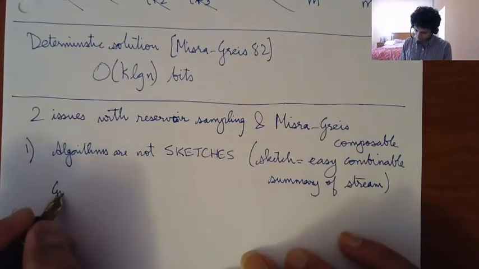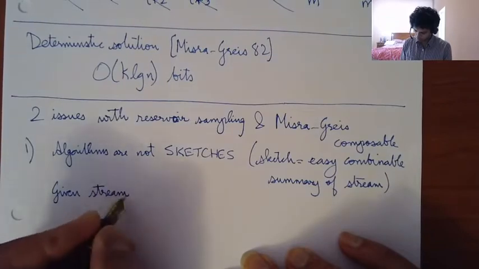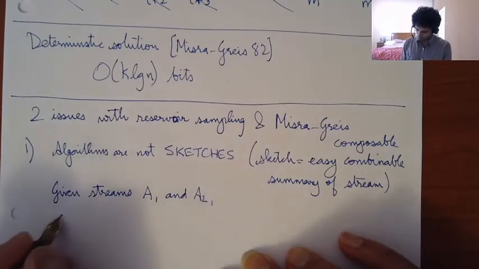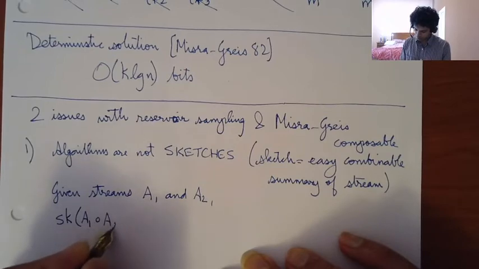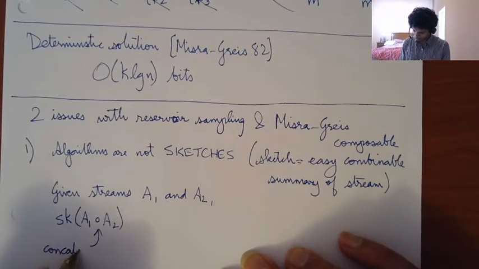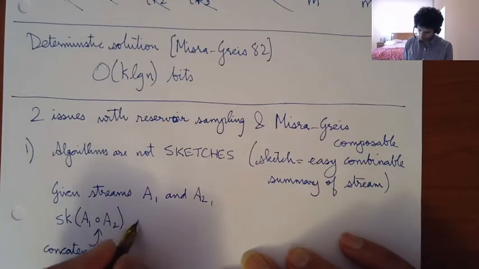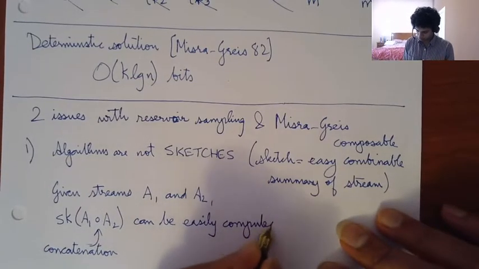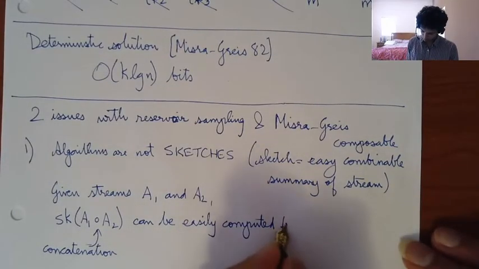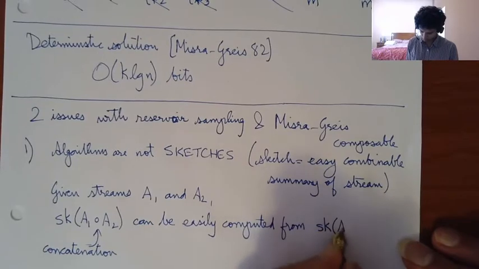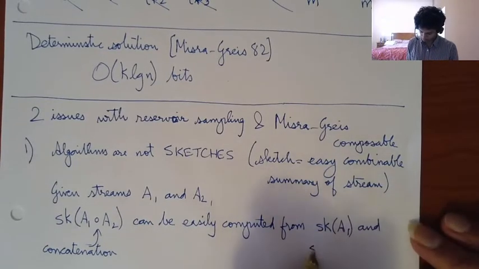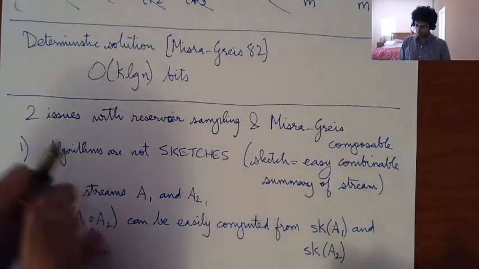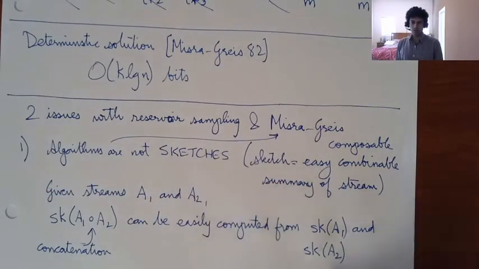What this means is that given streams A1 and A2, the sketch of A1 concatenated with A2, so this is just concatenation, can be easily computed from the sketch of A1 and the sketch of A2. So the deterministic Misra-Gries algorithm is definitely not a sketch.